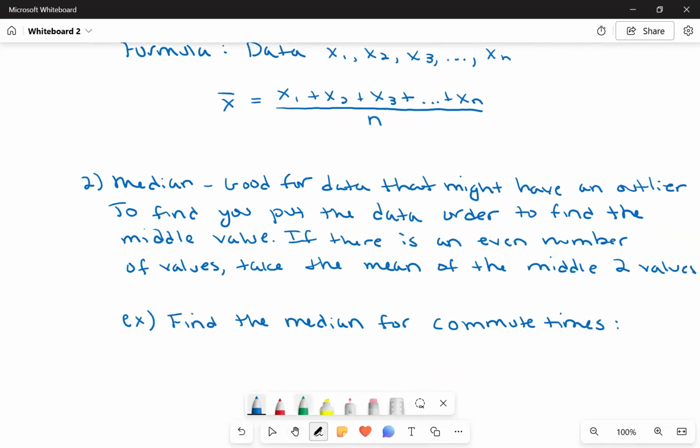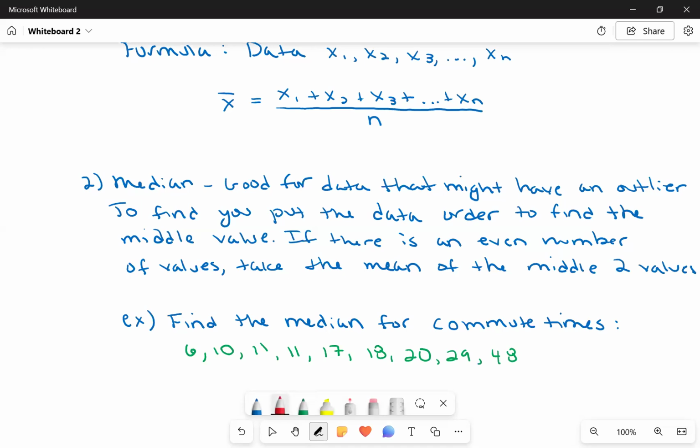So here we go. 6 is the smallest one. Oops, I wanted to use green. I started writing before it was ready. Followed by 10, 11, 11 again, 17, 18, 20, 29, and 48. And there we go. Okay, so there's my data. And I put it in order.